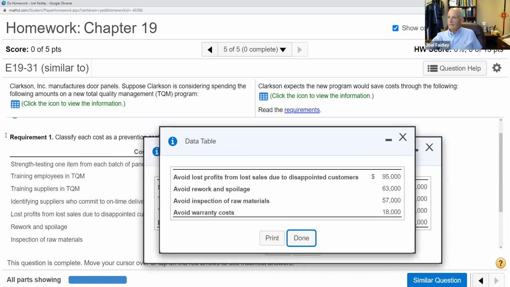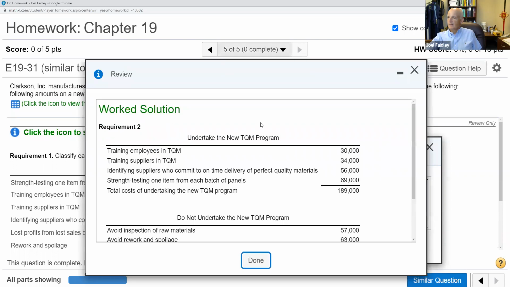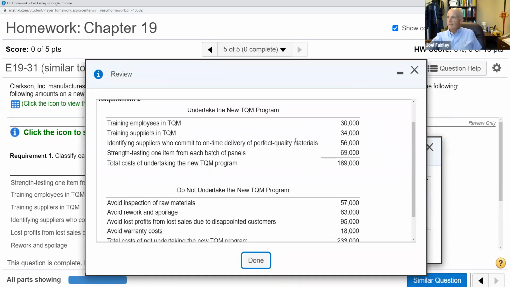So what does that look like? Right? Training, identifying these suppliers. You're going to commit to on-time delivery. It's going to cost you more. It's not always best to get the low-cost producer as your supplier. You want to get someone to total quality management, someone who you view as being a stakeholder in your company. So they're going to commit to on-time delivery and perfect quality. Of course, that's a misnomer. There is no such thing as perfect quality, but high quality. Strength testing. So the total cost to undertake this TQM program is $189,000.